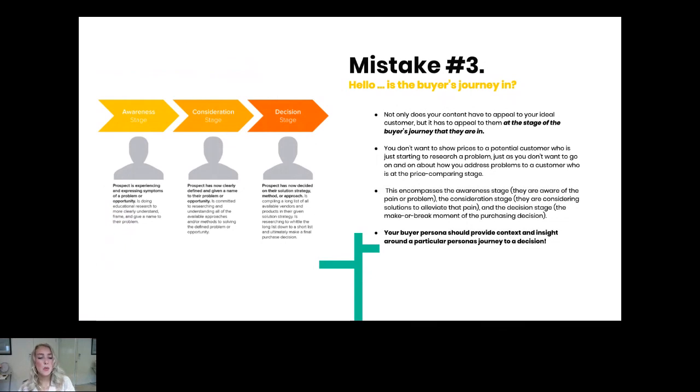So basically, as an example, you don't want to be showing prices to a customer who's just starting to research. Likewise, you don't want to go on and on about how they can address their problem when they want pricing. So as part of your buyer persona, you want to ensure you provide context and insight around your particular persona's journey to a decision. So how quickly are they making that decision? Are there lots of stages that they go through? You have to account for that.